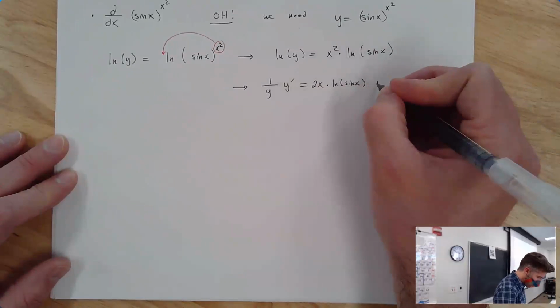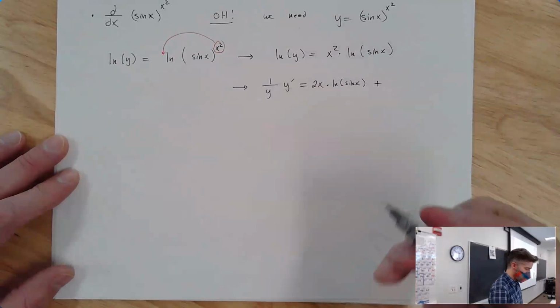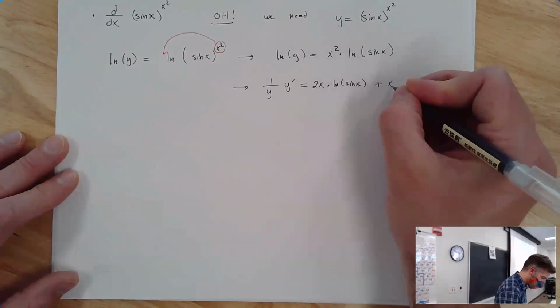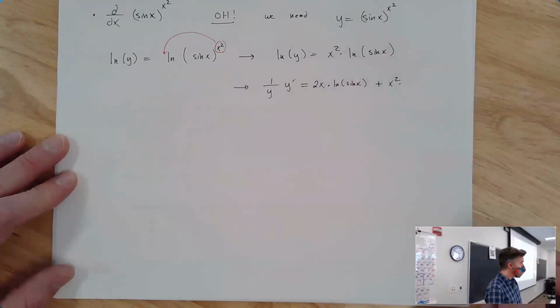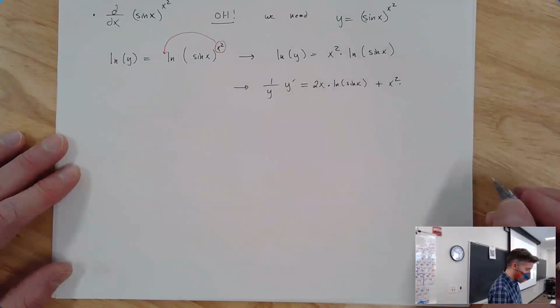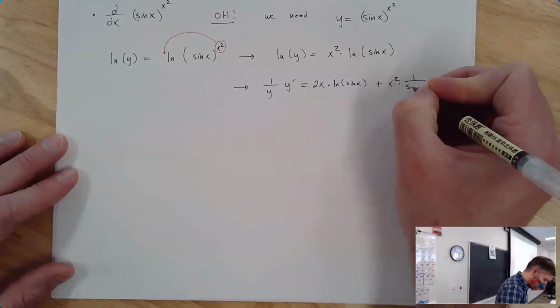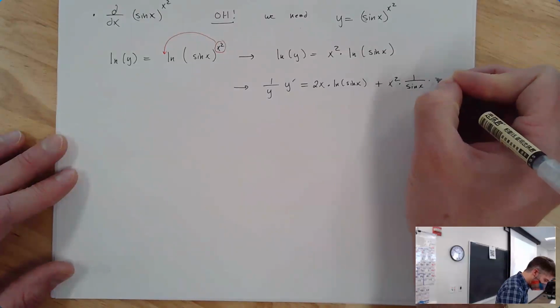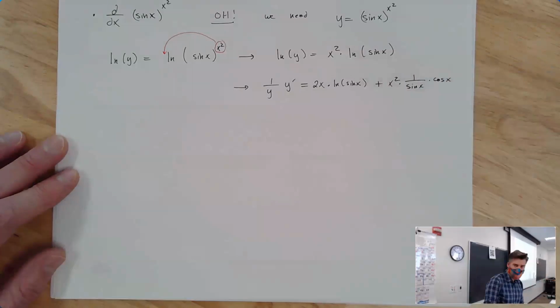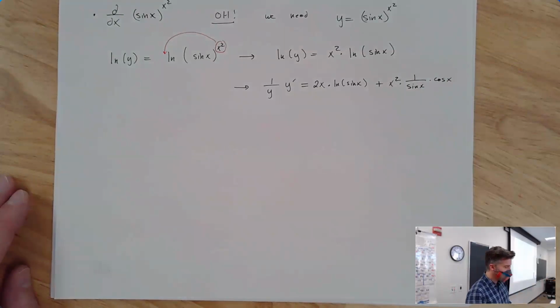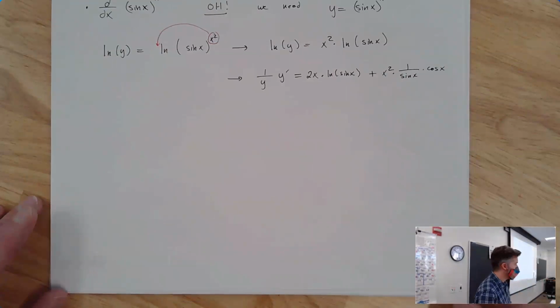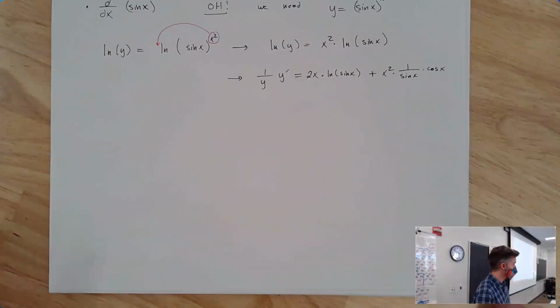And then we add, and then we vice versa. Leave the x squared alone, multiply by the derivative of the natural log of sine of x, which is 1 over the stuff times the derivative of the stuff. Okay, I think it's reasonable to jump straight to the final result here.